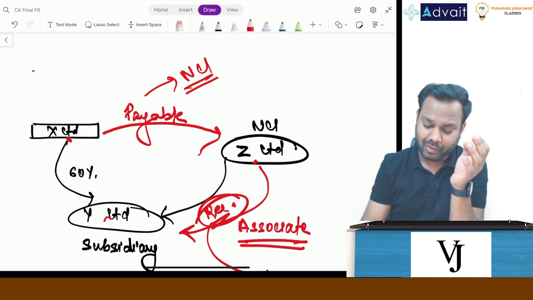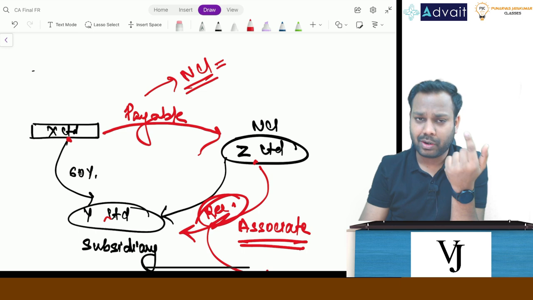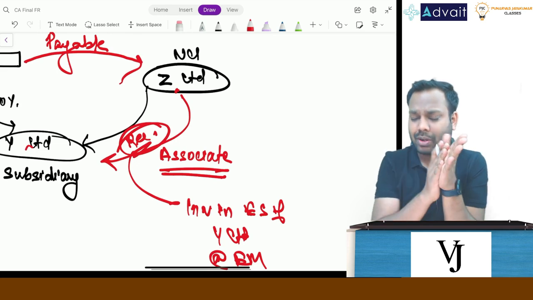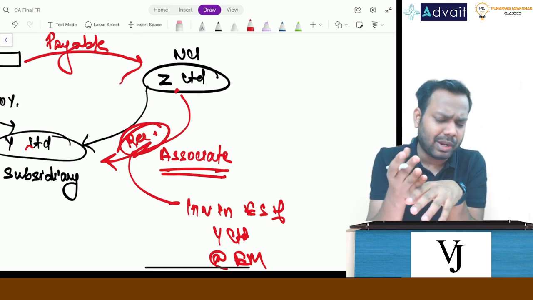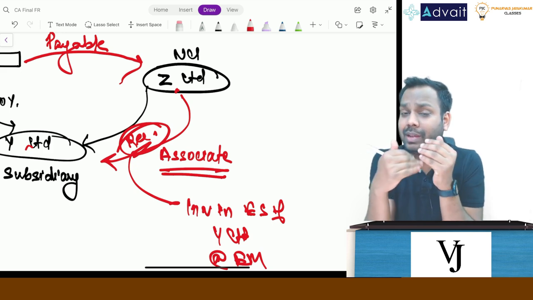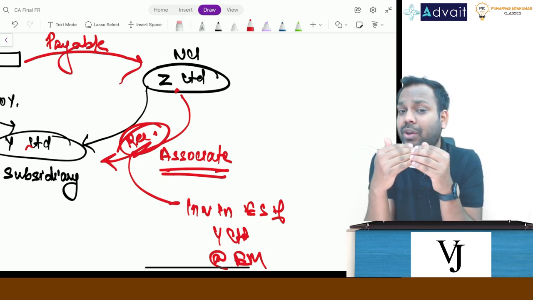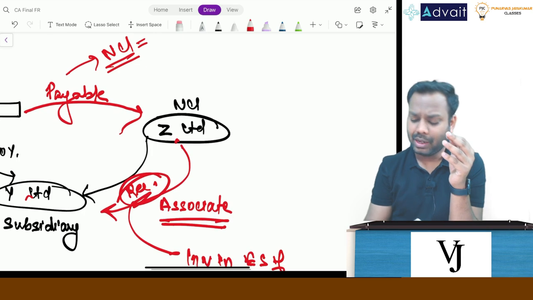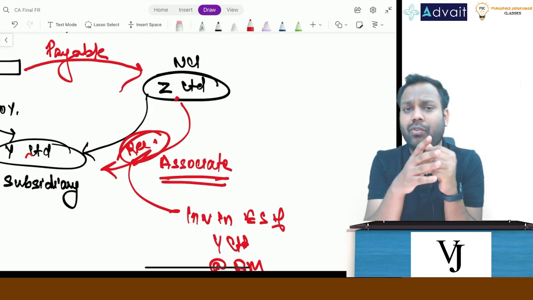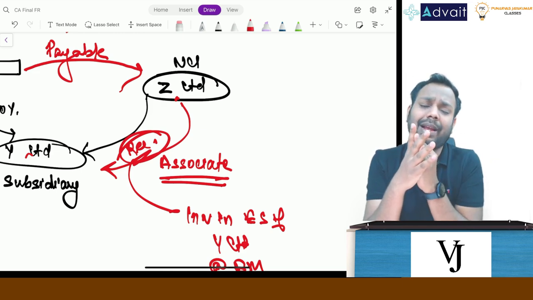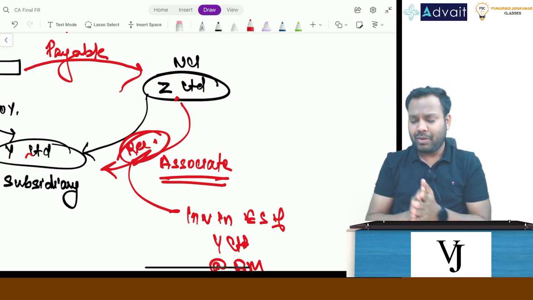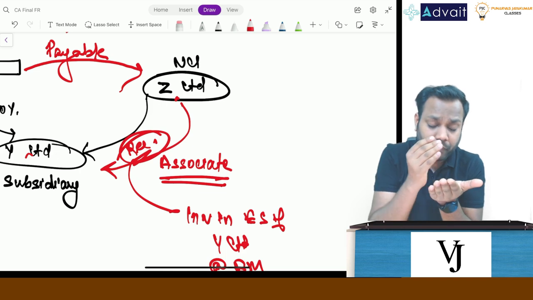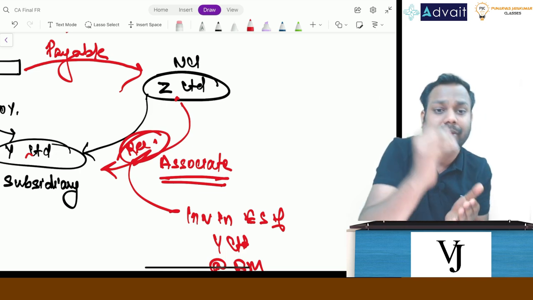So what we do in NCI, we measure it either at fair value or at proportionate share method, right? Here in the associate, we measure it initially at cost, which represents the fair value on that date. Then further, we increase or decrease to give the effect of change in the net assets from date of acquisition. And that's what we do in NCI as well. So the equity method of associate is exactly like NCI. When we follow the equity method of valuation of investment in associate, the investment figure represents the share of net assets.